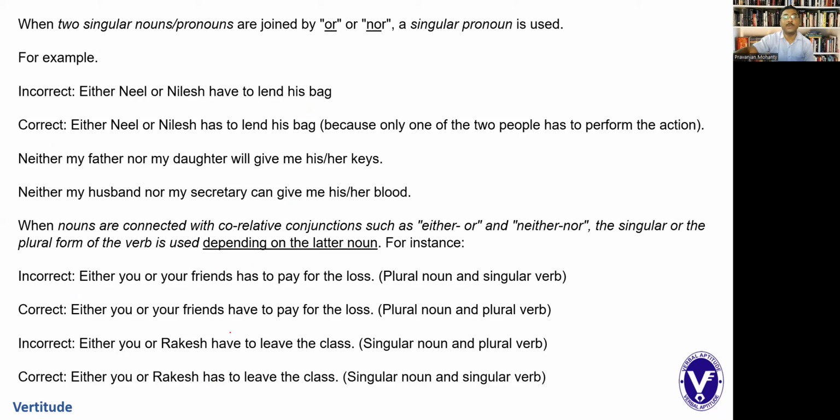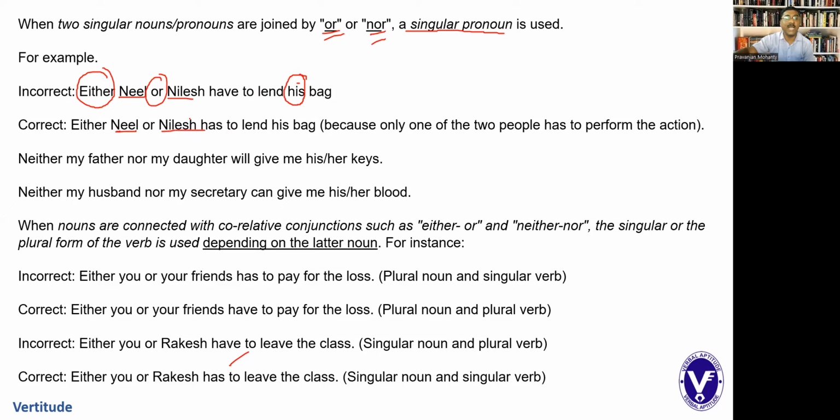When two singular pronouns are joined by or, nor, a singular pronoun is used. For example, either Neil or Nilesh has to lend his bag. So it is his, so you will use a singular pronoun. Similarly, Neil or Nilesh has to lend his bag.